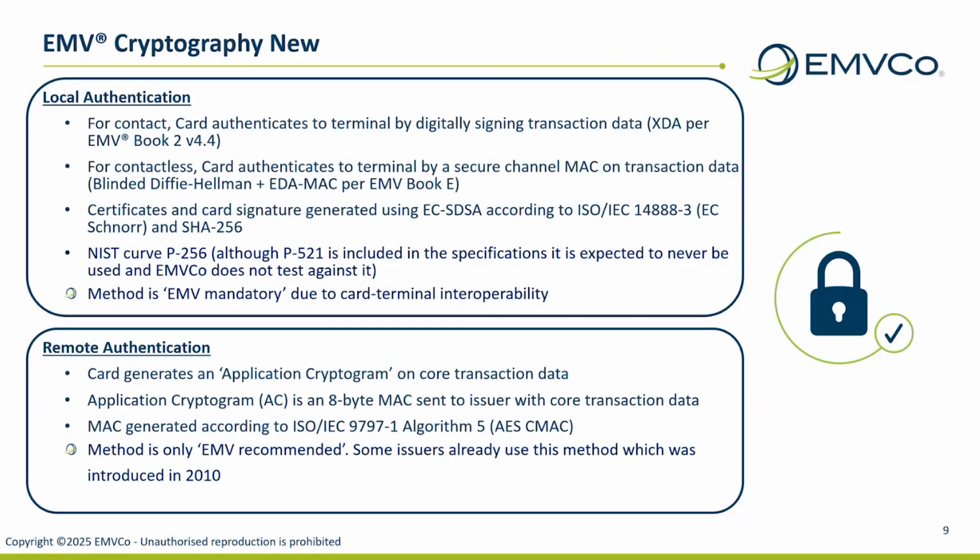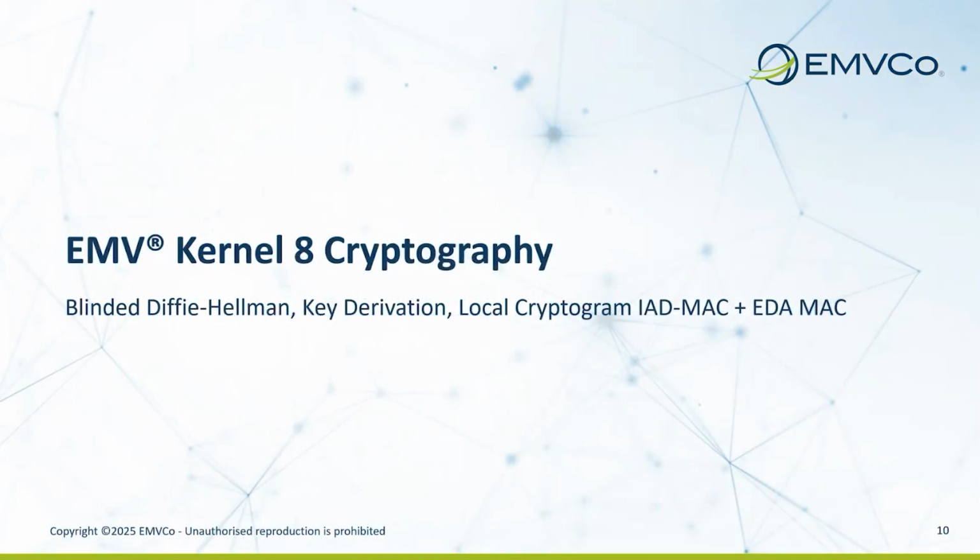For remote authentication, it is anticipated that issuers will use AES and CMAC, because these cryptographic functions will anyway be implemented on contactless cards for the local authentication. That said, for EMV, the actual algorithm used for remote authentication is simply recommended, not mandated. I'll now describe in more detail the cryptography defined by the new EMV contactless terminal application called Kernel 8. I'll start, though, with an overview of the security objectives and an illustration of the blinding of Diffie-Hellman key agreement.